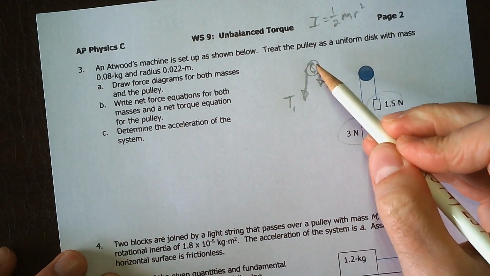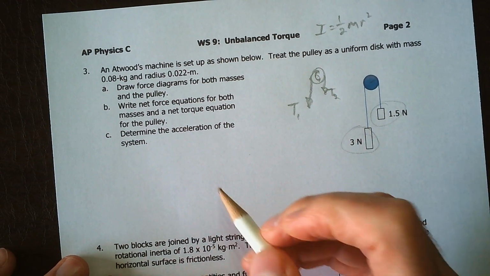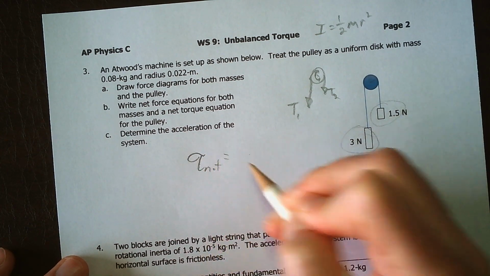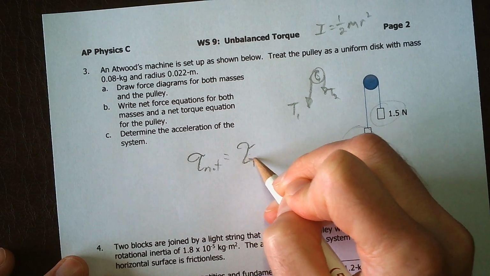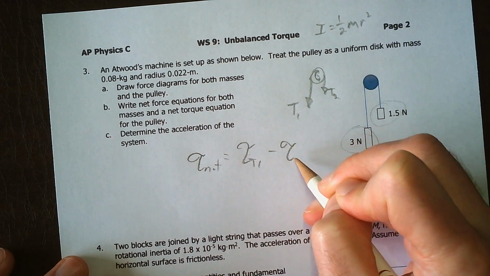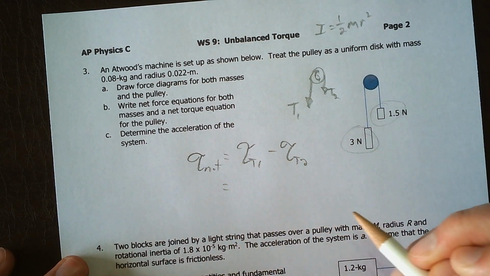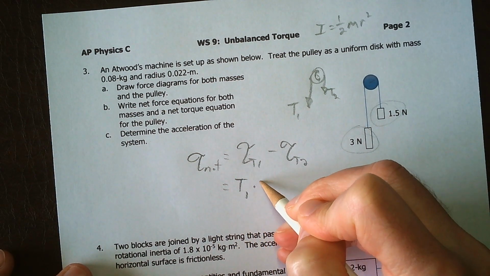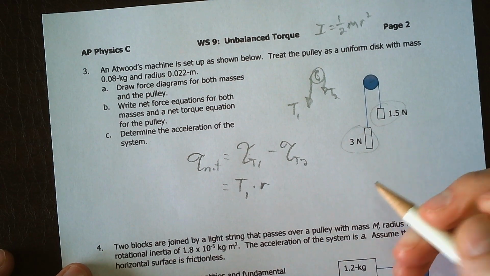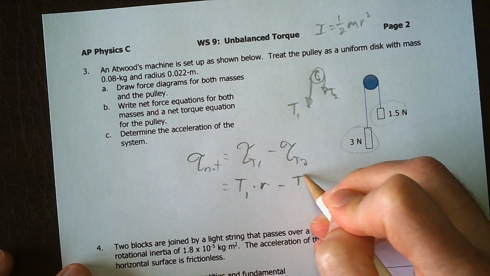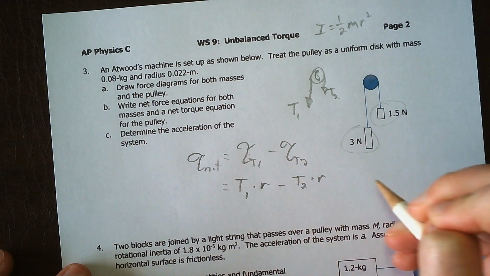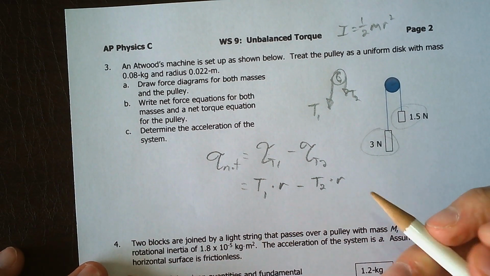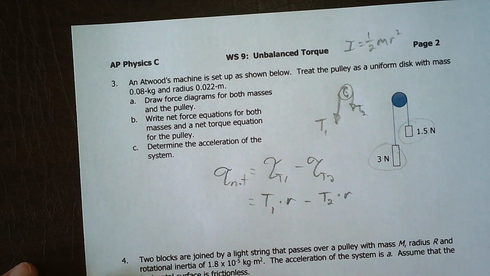I'm going to help you write a net torque equation for the pulley. And that would look like this. The net torque would be equal to the torque from T1 minus the torque from T2. And so that's going to be T1 times the radius, I'm just going to put R for now, times the sine of 90 minus T2 times the radius times the sine of 90. And that's going to be equal to I alpha. And we found I up here.